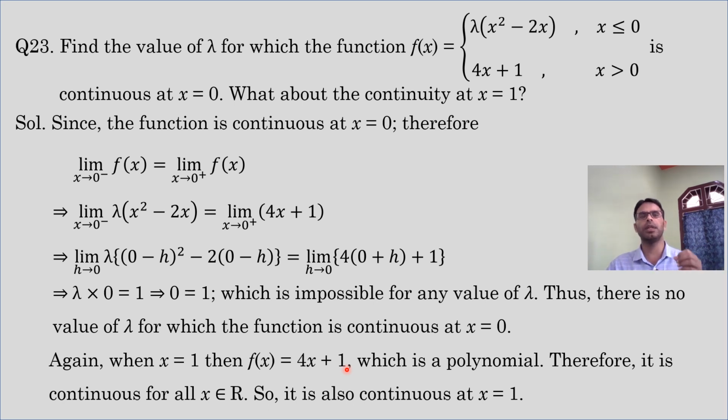Therefore, it is continuous at the point 1 also. So you write that it is a polynomial. Therefore, the function is continuous for all x belongs to R. So it is also continuous at the point x is equal to 1. So that is the solution for the question.